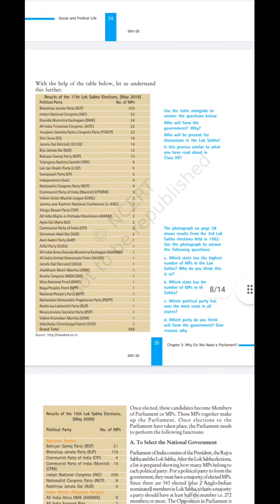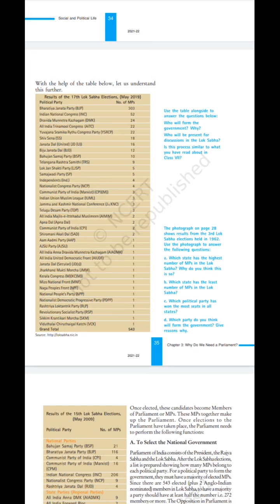The photograph on page 28 shows results from the 3rd Lok Sabha elections held in 1962. Use the photograph to answer the following questions. Which state has the highest number of MPs in the Lok Sabha? Why do you think this is so? Which state has the least number of MPs in the Lok Sabha? Which political party has won the most seats in all states? Which party do you think will form the government?